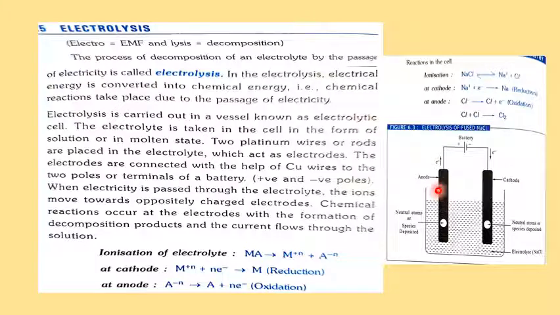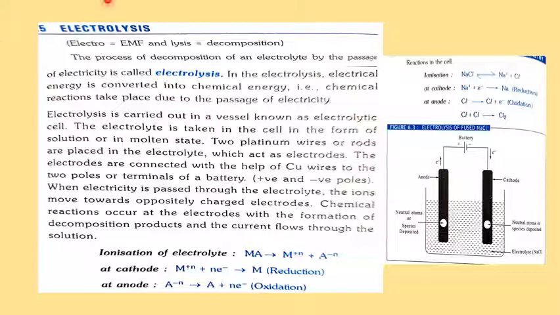The electrodes are connected with the help of copper wires to the two poles, the positive and negative terminals, of a battery. When electricity is passed through the electrolyte, the ions move towards the oppositely charged electrodes. Chemical reactions occur at the electrodes with the formation of decomposition products, and the current flows through the solution.